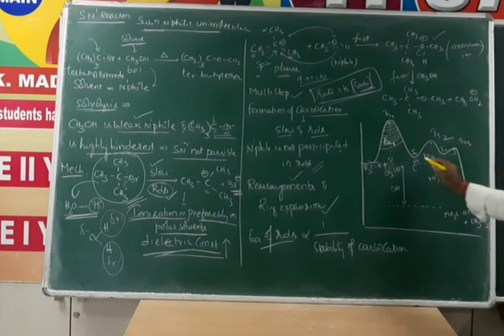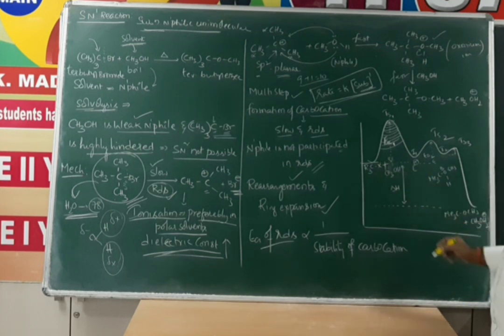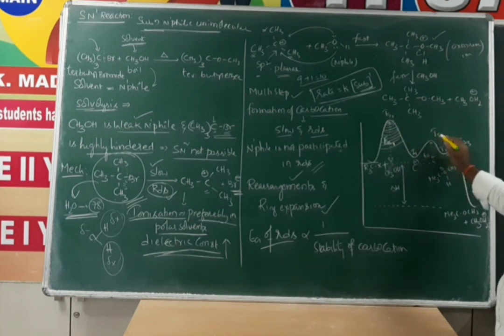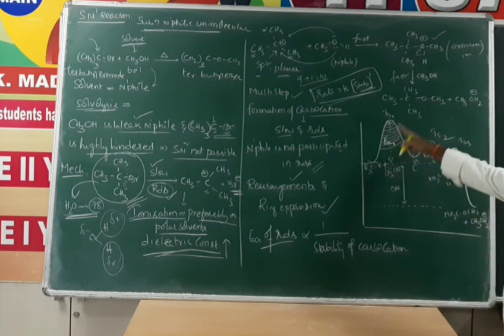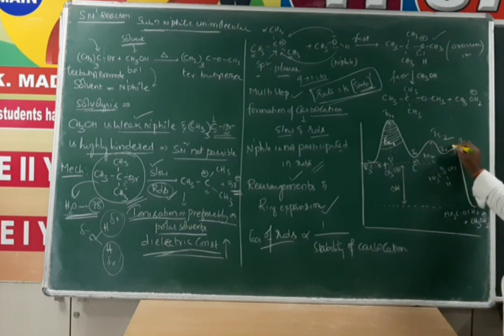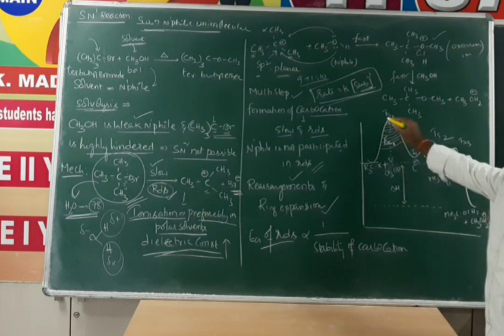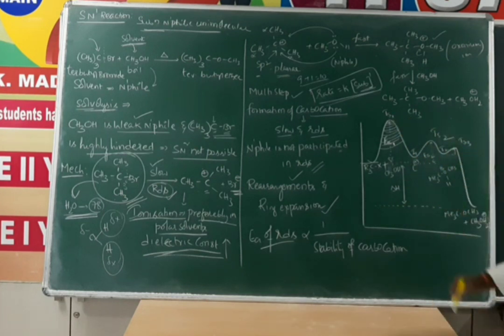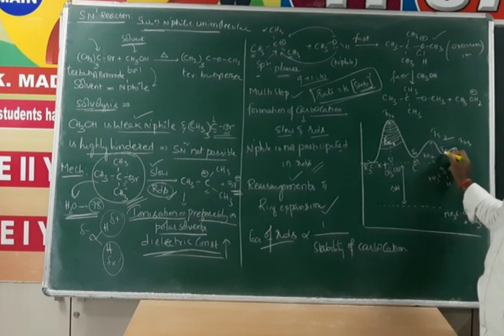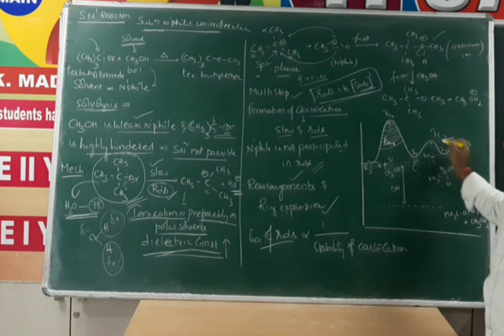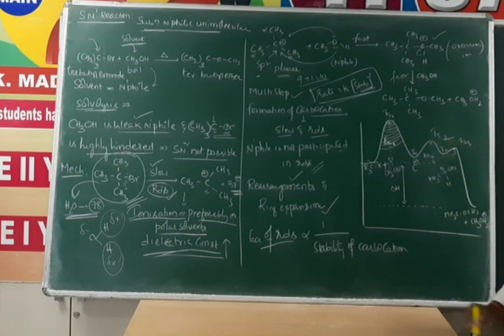So overall, here intermediates number 1, number 2, between reactants and products. Transition states TS1, TS2, TS3. That means the number of peaks, or number of transition states, is equal to the number of intermediates plus 1. I am repeating: the number of transition states is equal to the number of intermediates plus 1, or the number of intermediates is equal to the number of transition states minus 1.